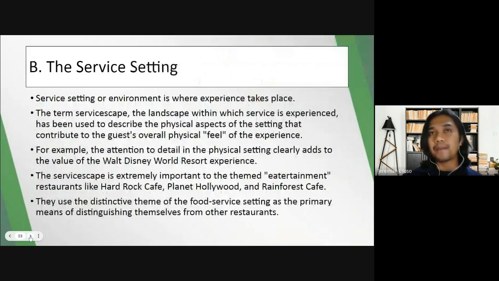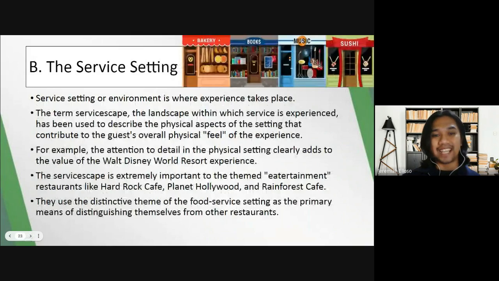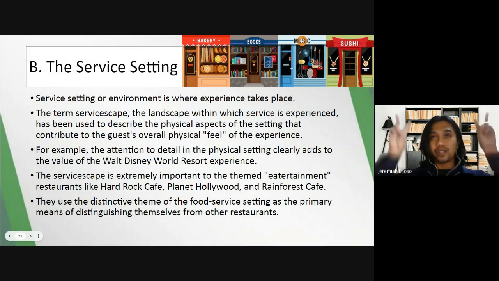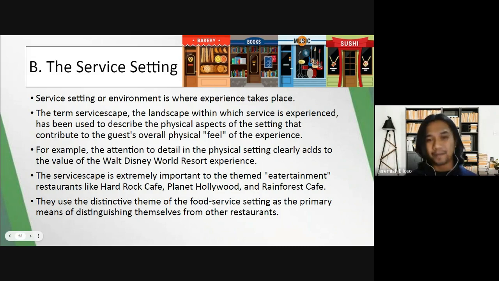Now let's talk about the service setting. Service setting or environment is where the experience takes place. So obviously you're thinking of the immediate environment or the venue by which the service takes place or the experience takes place. And there is a term called servicescape, or the landscape within which service is experienced.